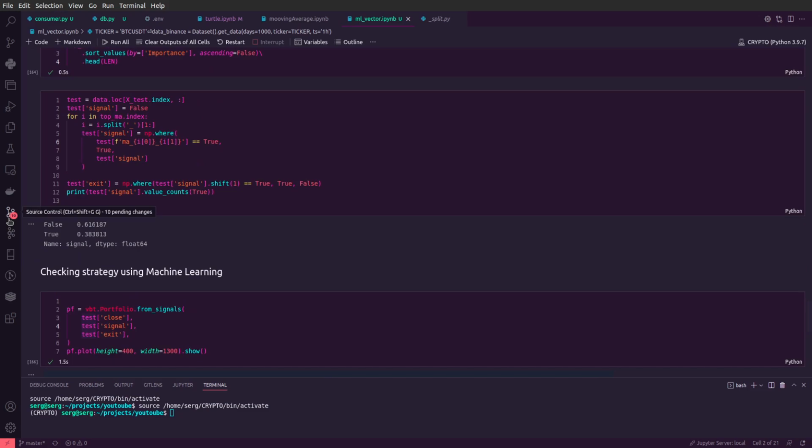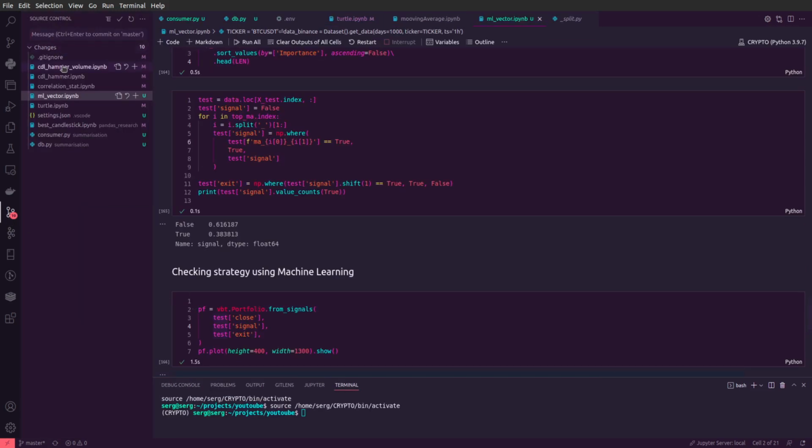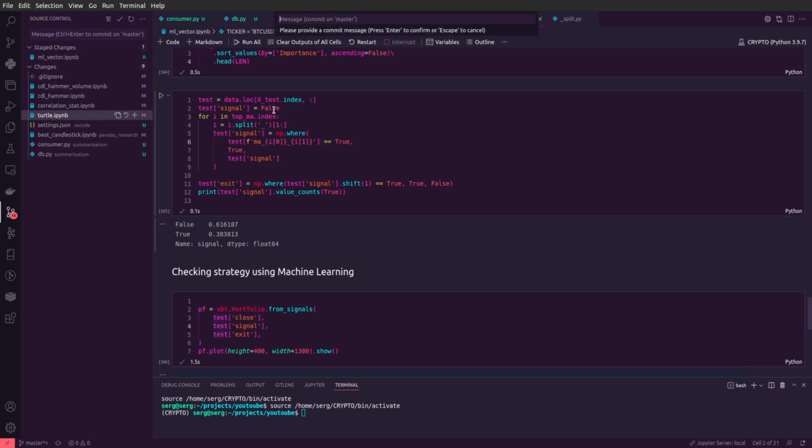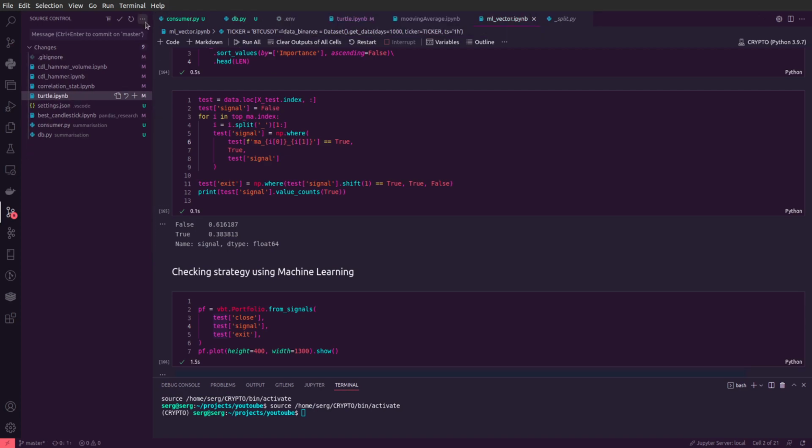And let's commit these ideas to GitHub, and you could download this one. Now let's do it. The commit message, for example, would be random forest and moving average MA. Okay, let's do it and push.